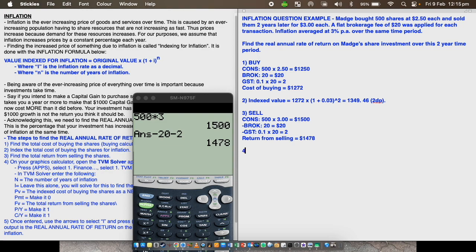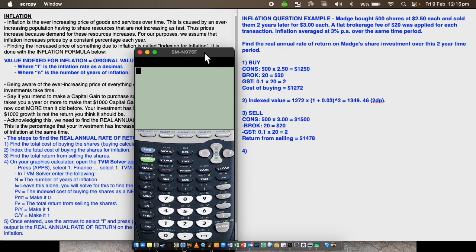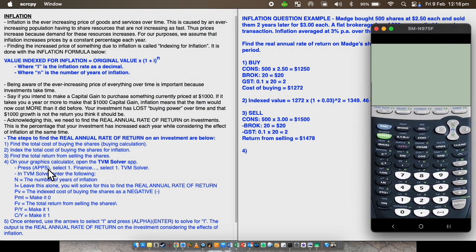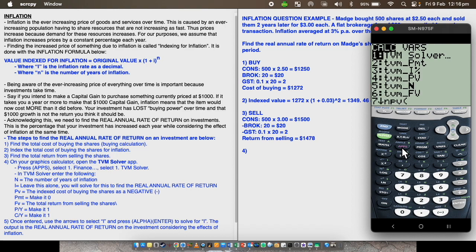So the last step is 4. If you have a Casio calculator, you'll need your own instructions. It's not too different. If you have the graphics calculator, please follow along. What you're always going to notice in my notes is if anything is in round brackets, that means you're pressing a button. So what button am I asking you to press? Apps. Can you see there's an apps button in violet or purple on the screen here? So you press that. You select one, finance, and then you select one, TVM solver.